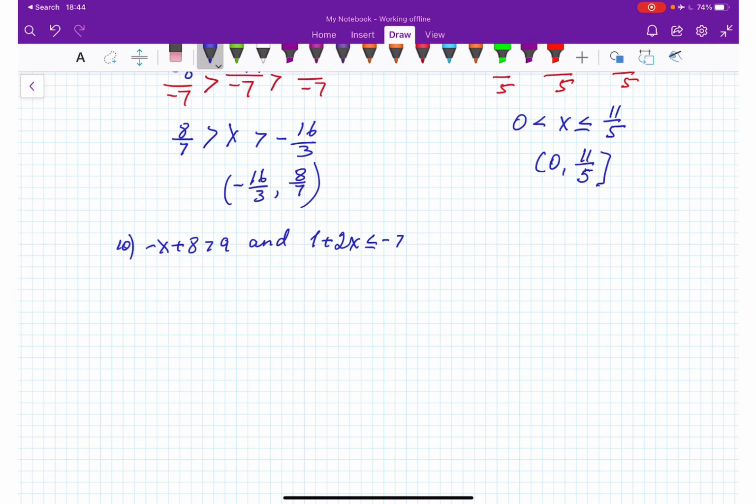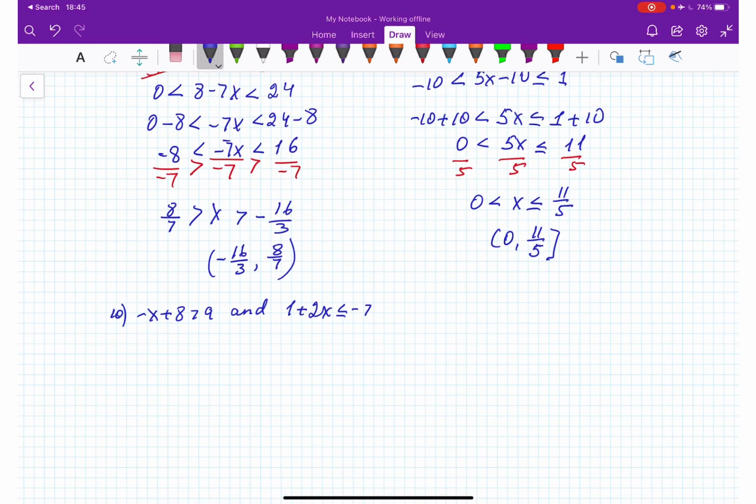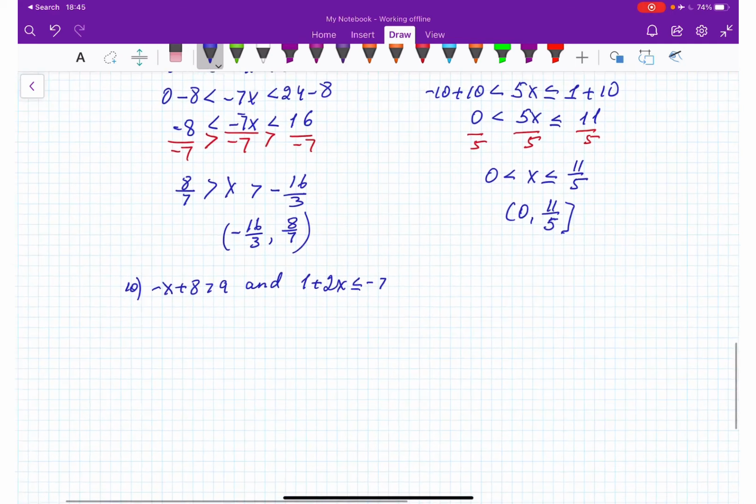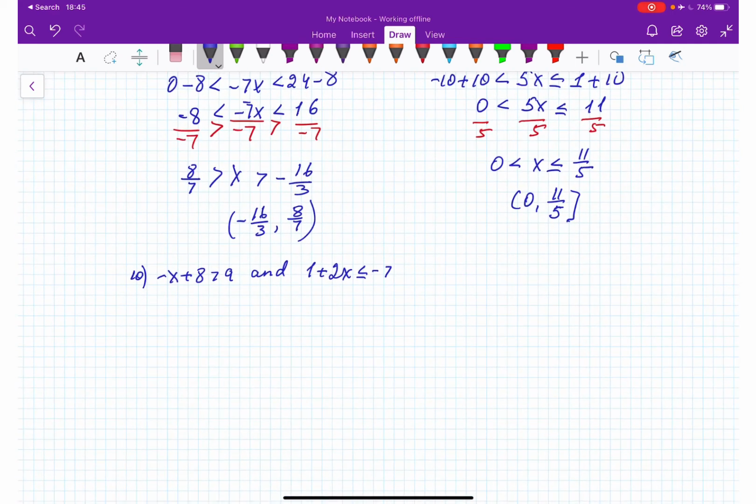So it's practically the same type of inequality as the previous one we solved. It's just that the other one was combined. Here we just put and, that's all. Otherwise there is no other difference.